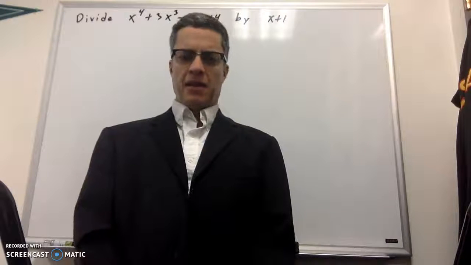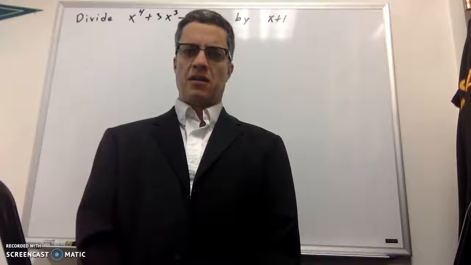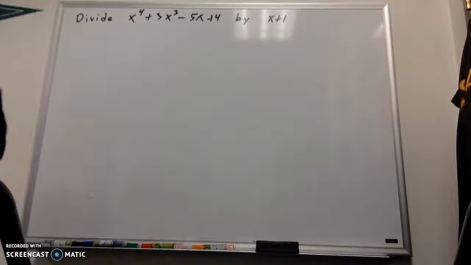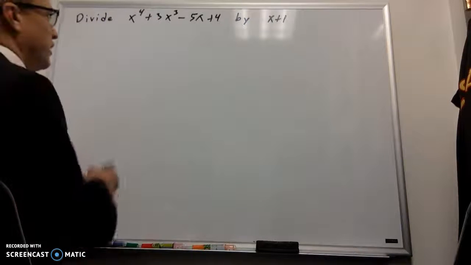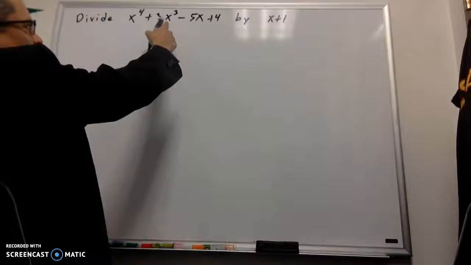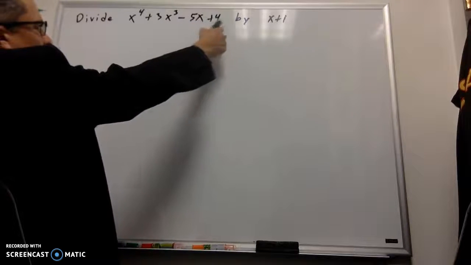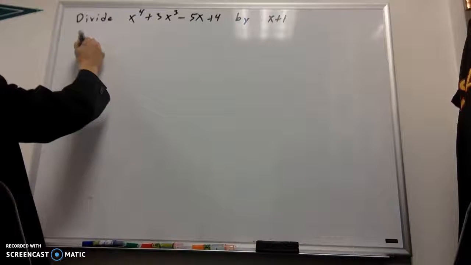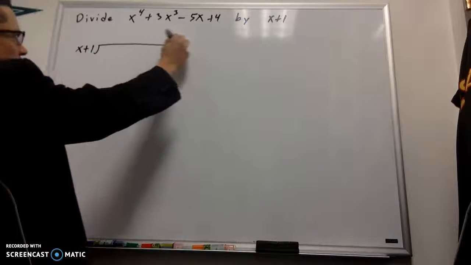Hi everyone. Let's take a look at some long division and synthetic division as it turns out. Let's do this one by long division first, and then I'll show you a little trick here. X to the fourth plus 3x cubed minus 5x plus 4. We're going to divide that by x plus 1. So my divisor, x plus 1, I'll put in here.